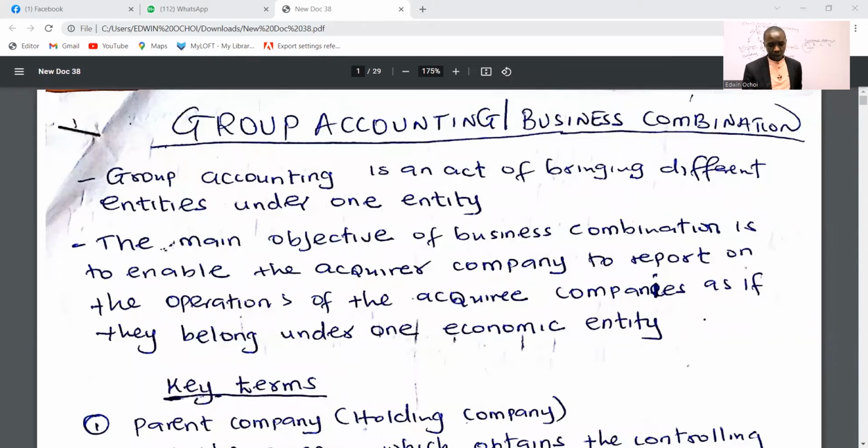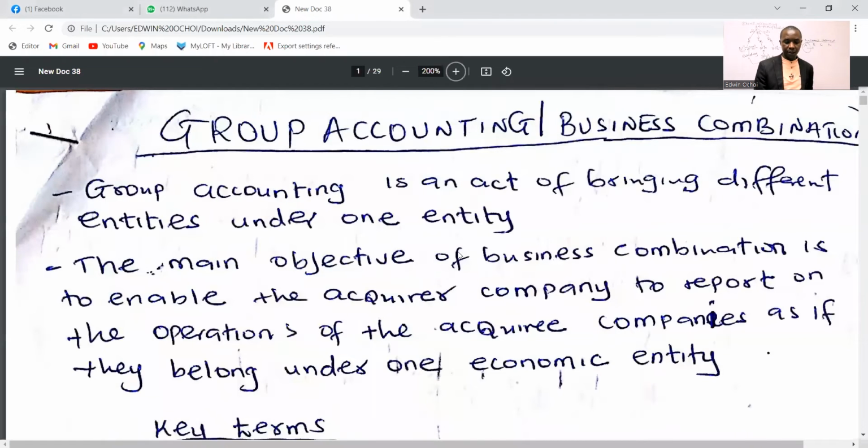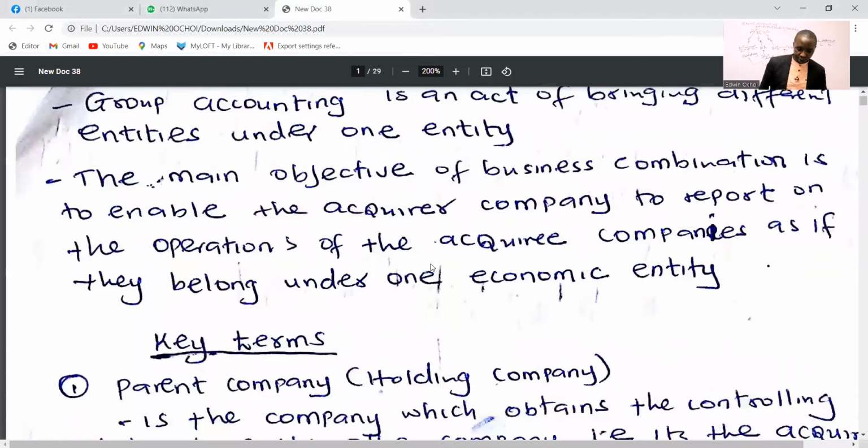So we always say that group accounting is the act of bringing different entities under one entity. So that is what I've said. That is what I have even interpreted on the whiteboard. The main objective of business combination is to enable the acquirer, the parent is the acquirer, to report on the operations of the acquired companies as if they belong under one economic entity. So you have to consolidate. As the parent, you have to consolidate your investee companies so that they look as if they were one. So you look as if you are one. You don't have to show all those statements which would be given.